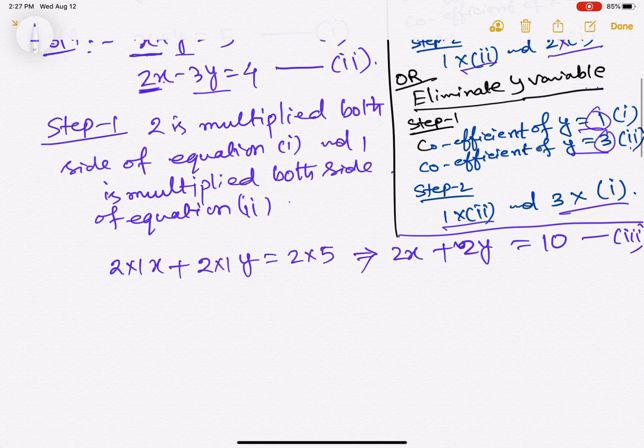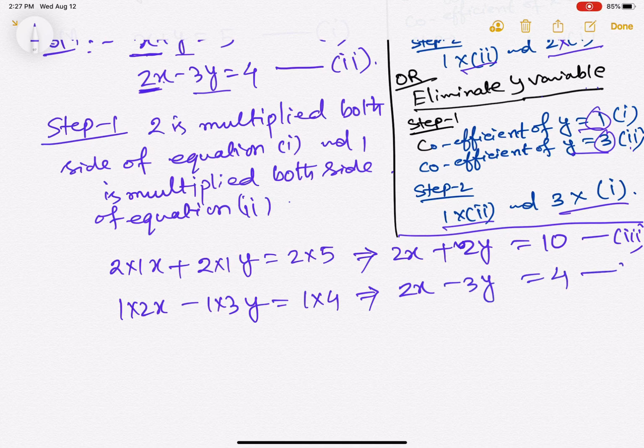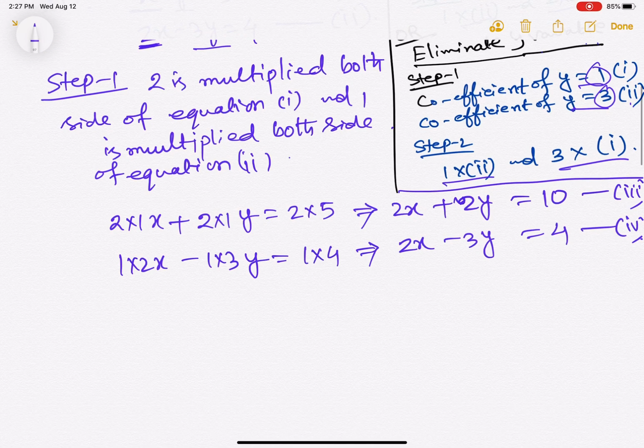Now our second equation is 2x minus 3y equals 4. So in this equation we multiply both sides of equation 2 by 1. So 1 into 2x minus 1 into 3y equals 1 into 4. So now simplify this expression: 2x minus 3y equals 4. This equation is named equation 4. So now after that you apply step 2.